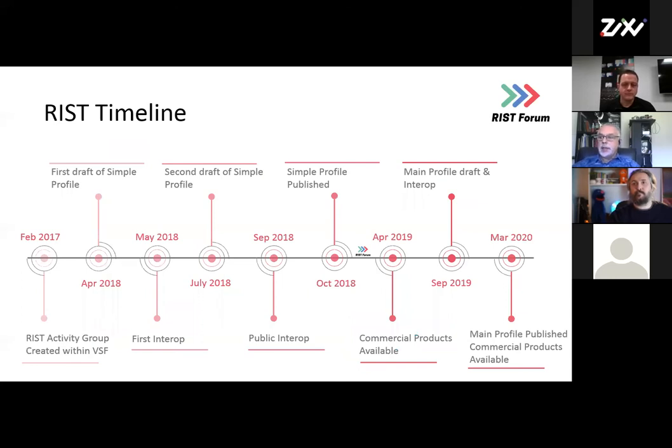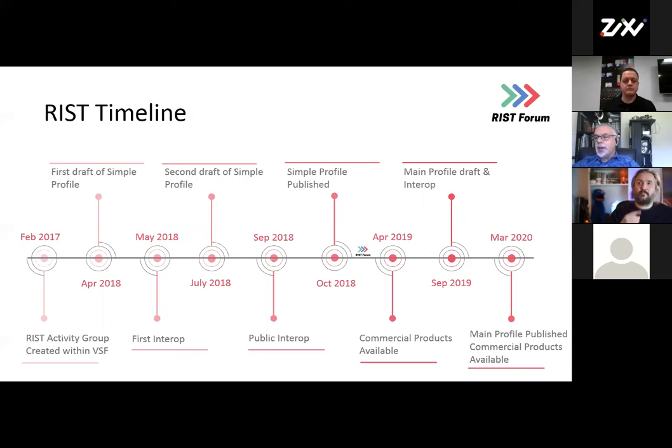RIST was created in February, the RIST activity group in February of '17 during the VTrans. Between February and April of '17, we didn't do anything. In April of '17, we met at NAB and started the process. It took a year. In April '18, again at NAB, we had the RIST Simple Profile. That's when we sort of internally approved.